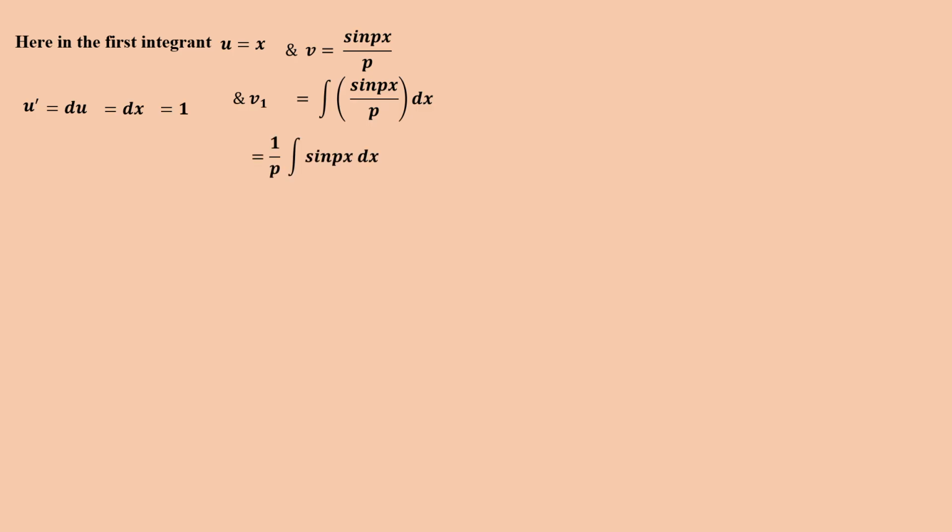In the first integrand of equation number 5, u is equal to x and we take v equal to sine px by p. Now u dash, that is du by dx, is equal to 1, and v1 is equal to integral of sine px by p dx, that is integral v dx, which is equal to 1 by p integral sine px dx. So it is minus cos px by p, so minus 1 by p square cos px.